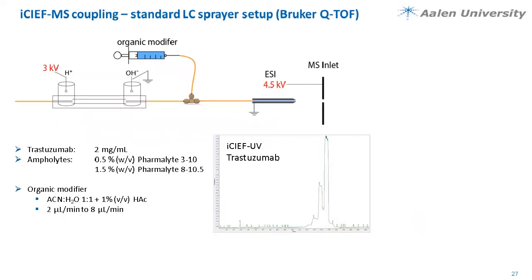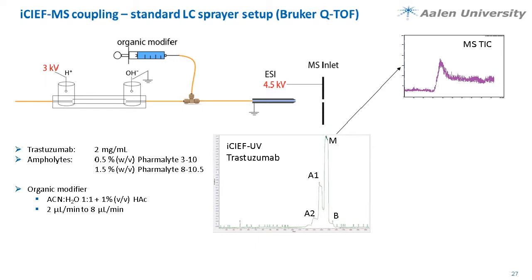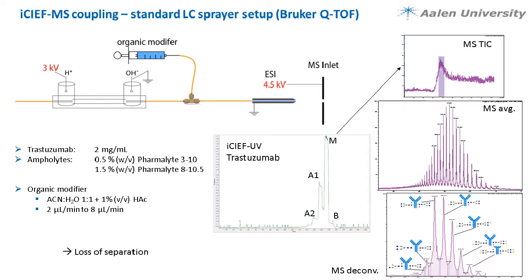So we took again trastuzumab, as you have seen, and we used a standard system setup optimized for trastuzumab, like a Pharmalyte mixture, in this case a 2 milligram per milliliter trastuzumab sample. With this we obtain again the separation as you have seen before, but the mass spectrometric detection was not very successful. Still, we could get reasonably good mass spectra where you can identify all the glycoforms on the main variant. However, it was not possible to characterize the basic and acidic variants in this setup, so we lost our separation.